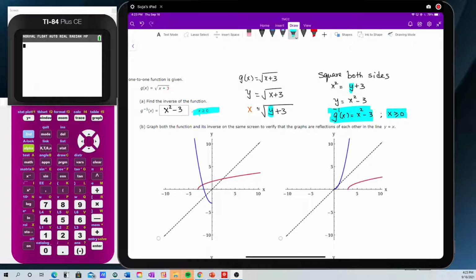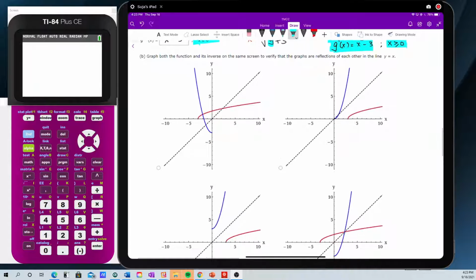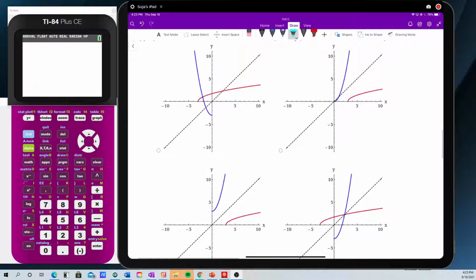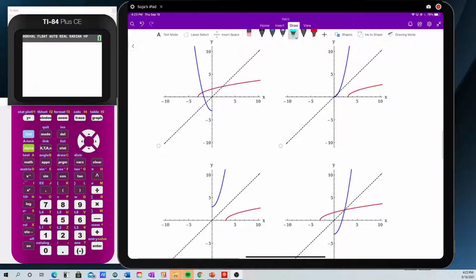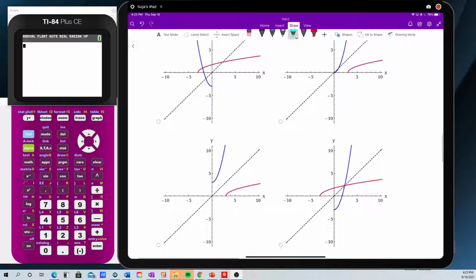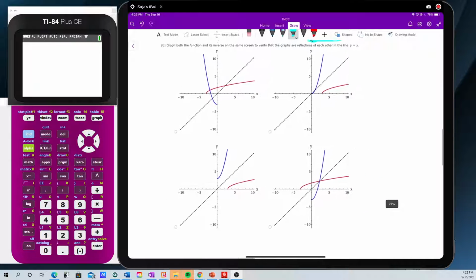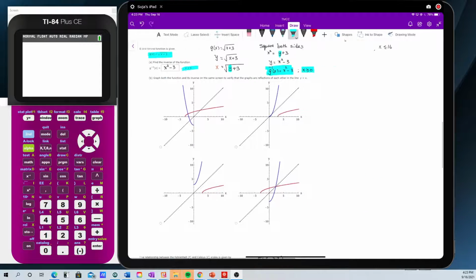First I need to look at the graph of my g of x equals square root of x plus 3. This is a radical function shifted to the left 3 units. There's a horizontal shift. So from that I can say it has to be either the first or the last graph, but then the inverse function is a parabolic function, and both graphs should be symmetric with respect to the identity line, right? By looking at this picture, it clearly shows me that this will be the answer.